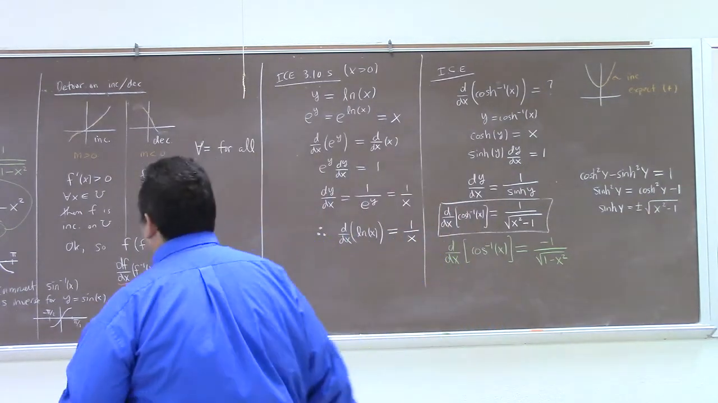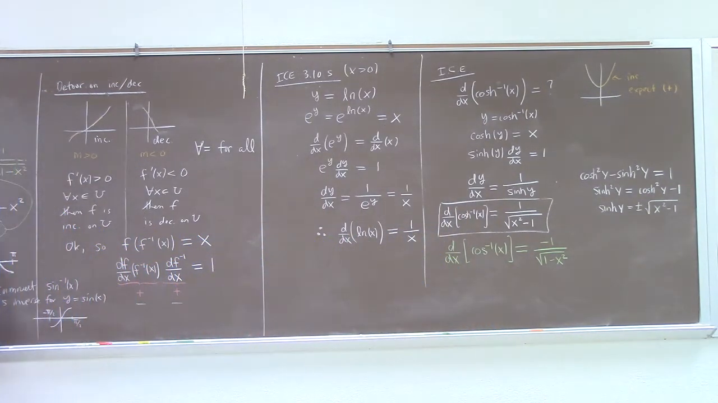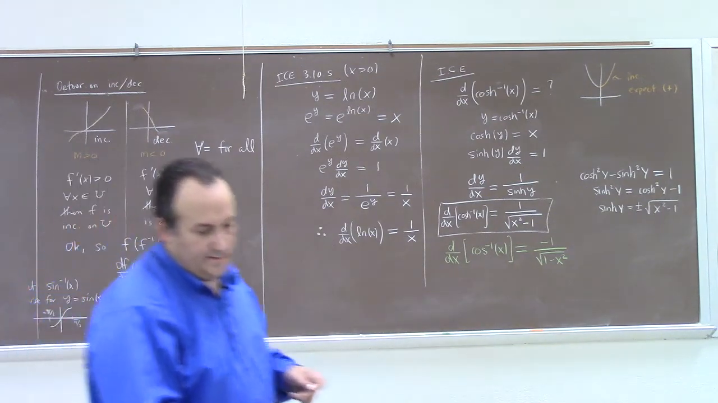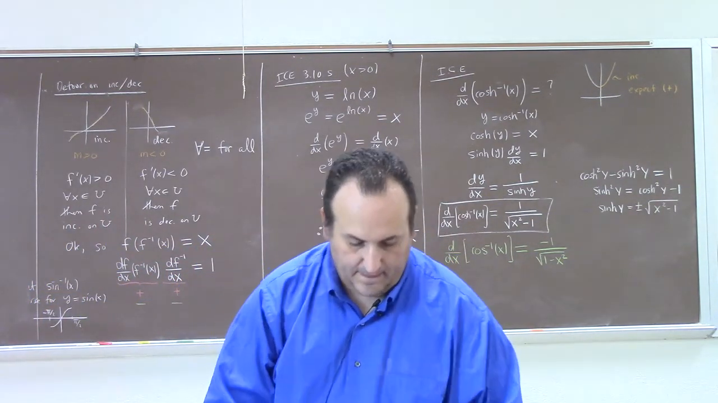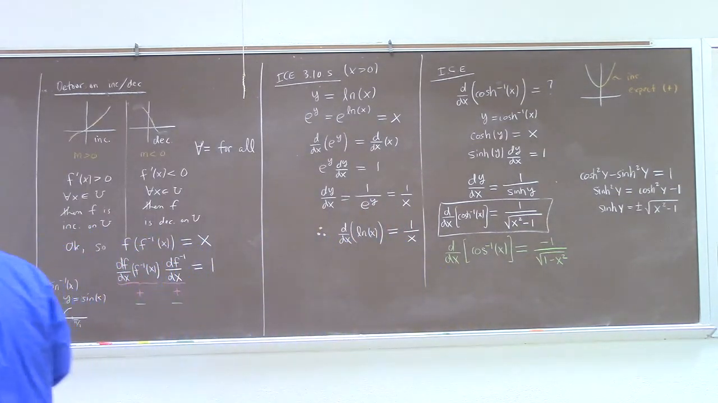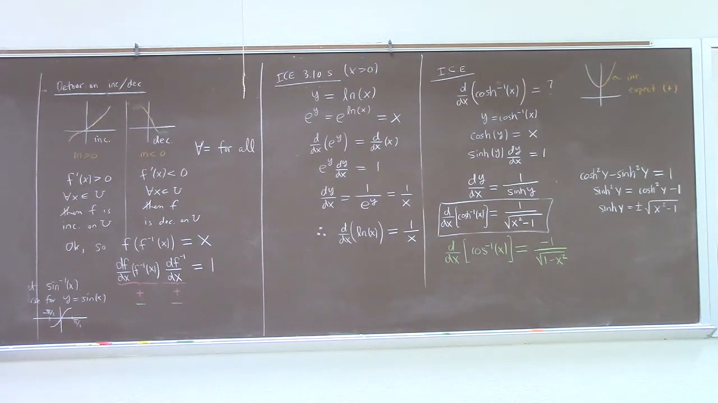I'll do one more of these, okay guys? And then I'm hoping that the ones you do in the homework help kind of round it out. I'll do example 3.10.8. It's kind of tricky. Here we're supposed to calculate the derivative of secant inverse.